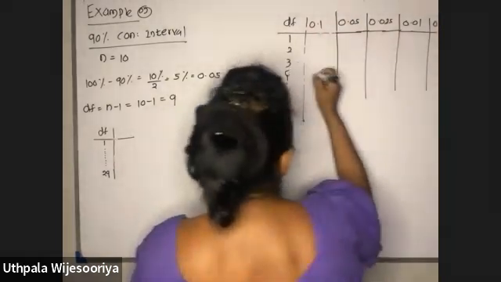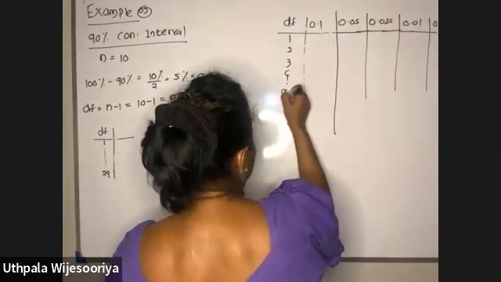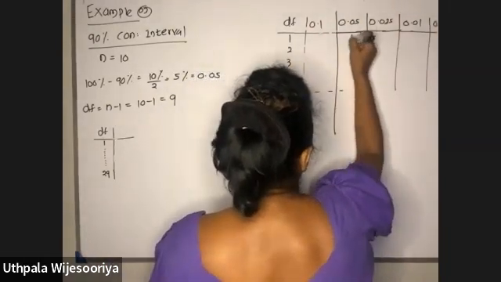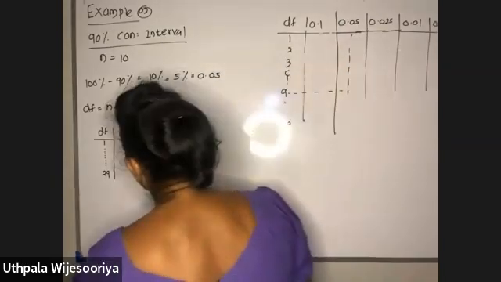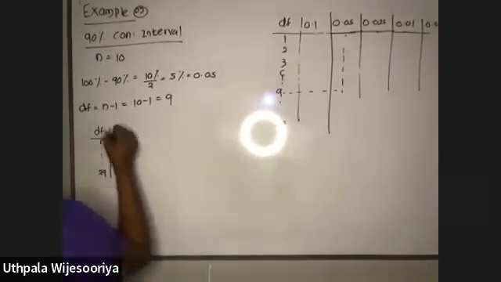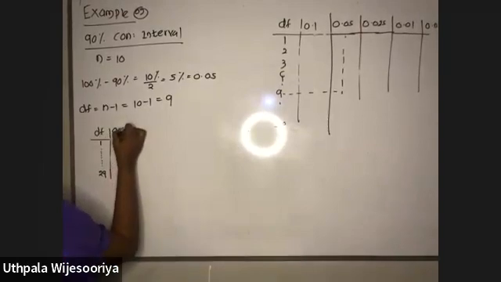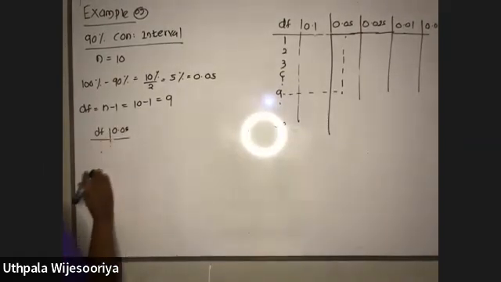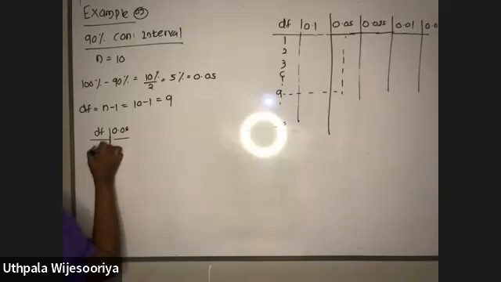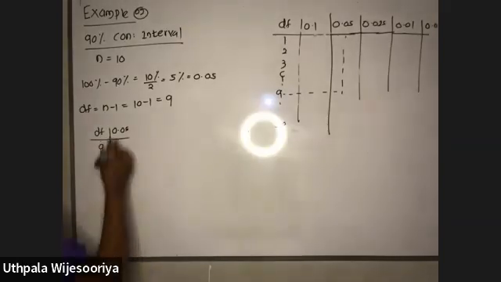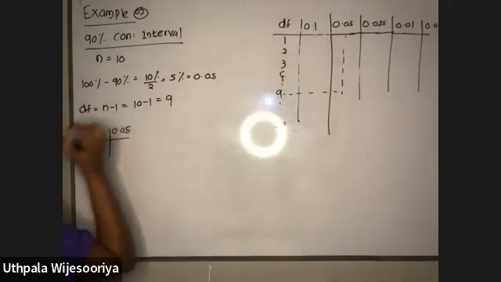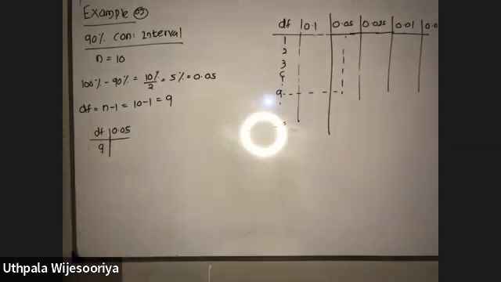We look under 0.05, sorry, 0.05, with degree of freedom 9, since you have a sample of size 10. Under 0.05 with degree of freedom 9, what is your table value?